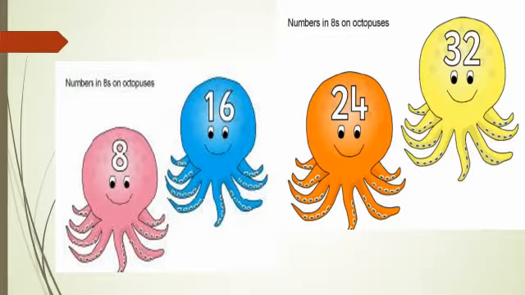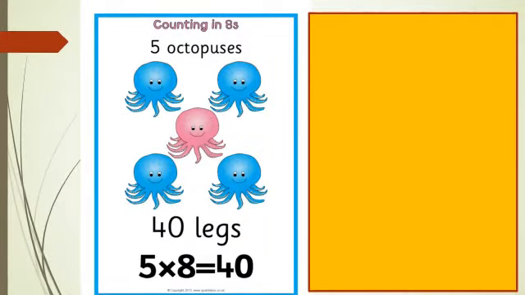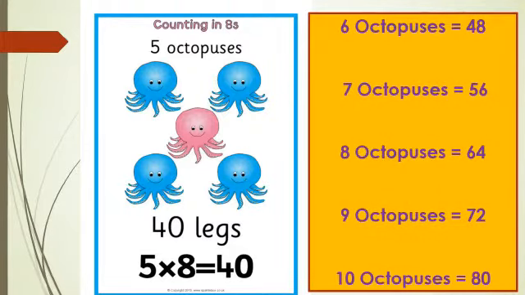If we have 4 boxes, 7 fours are 28. 7 fives are 35. 7 sixes are 42. If we have 7 scary pencil boxes, 7 sevens are 49. 7 eights are 56. 7 nines are 63. And 7 tens are 70.